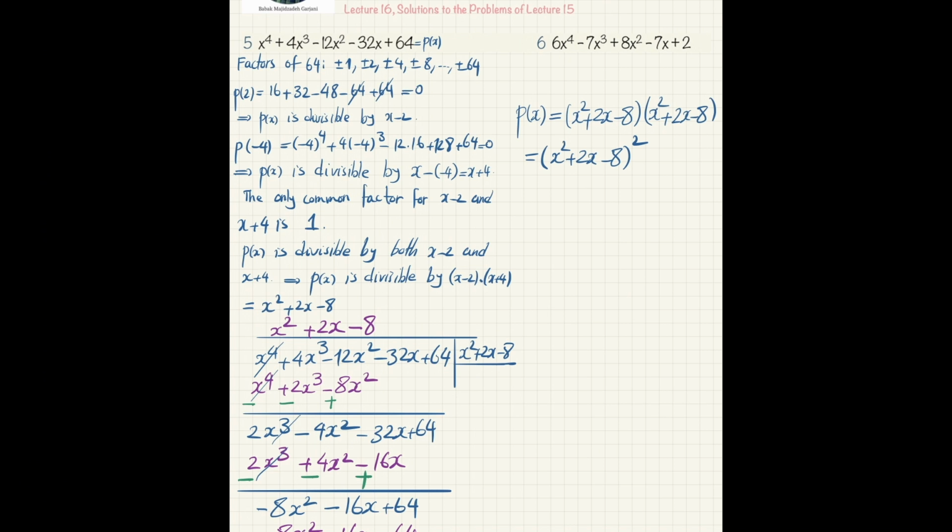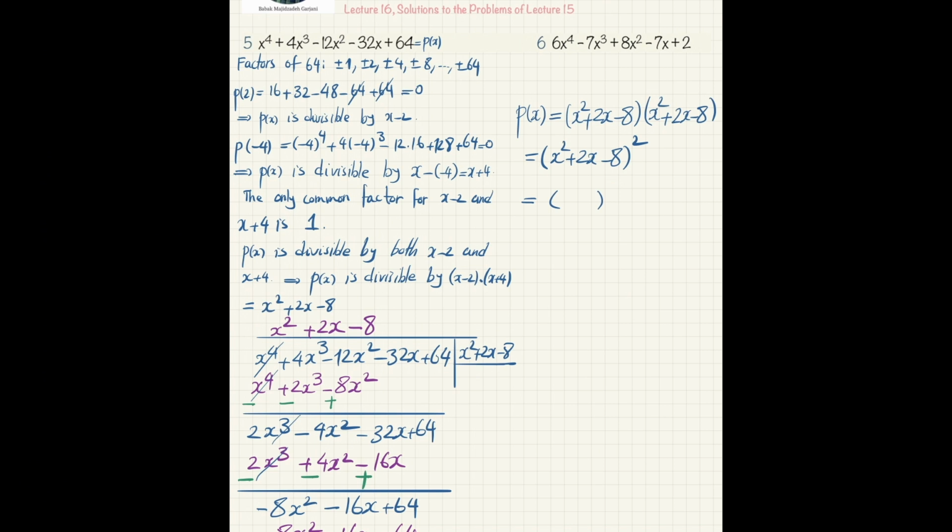But it might happen that I can still factorize this quadratic polynomial. Yes. Is it possible to find two numbers whose sum is positive 2 and the product is negative 8? The answer is yes, and that is easy.